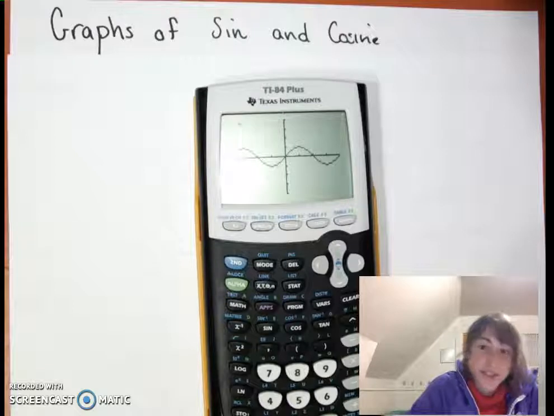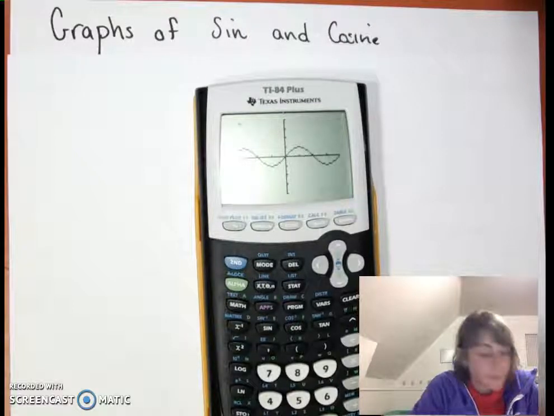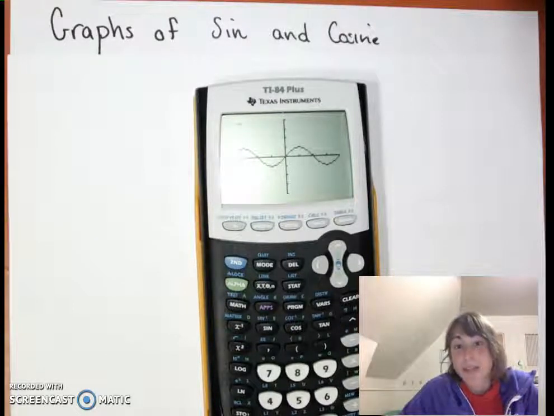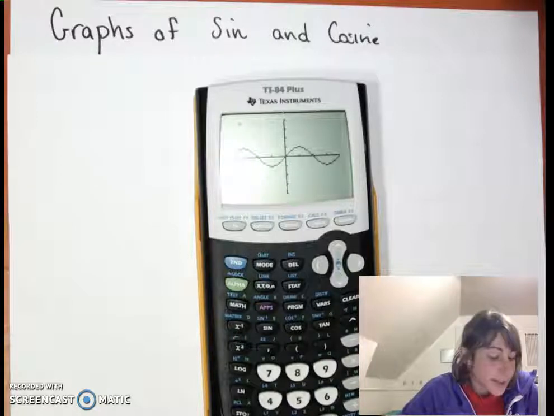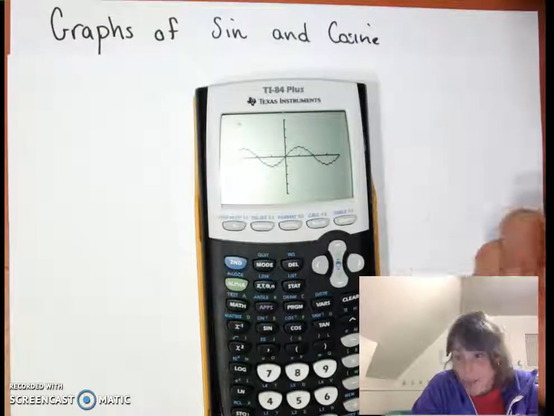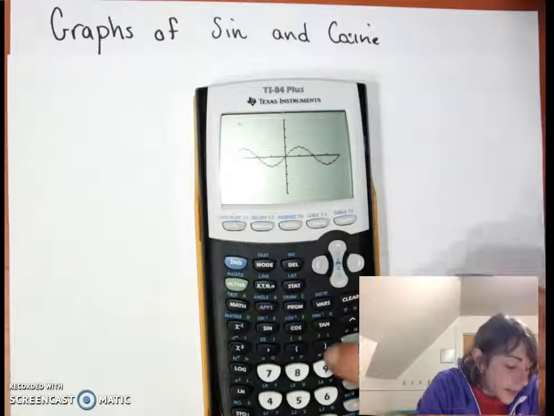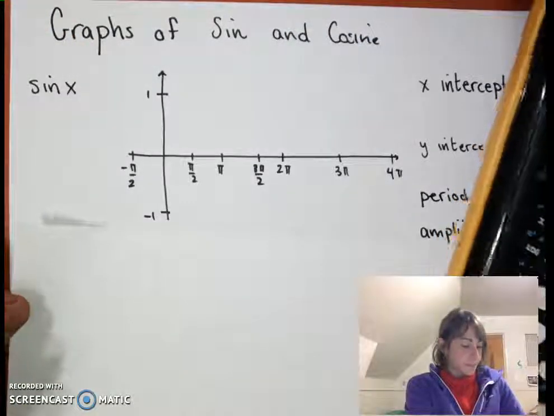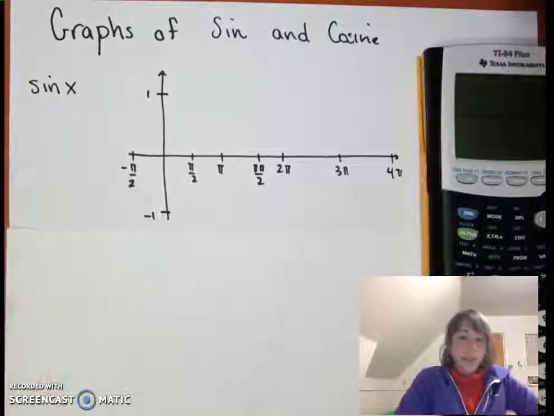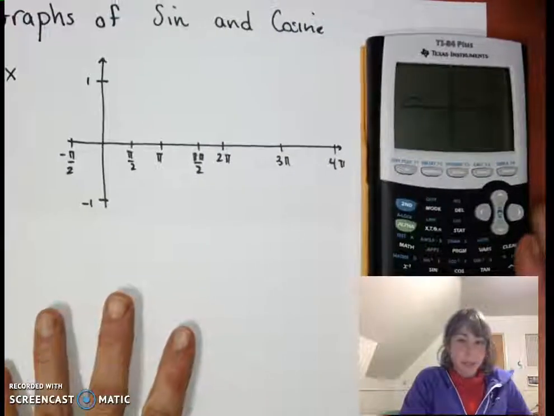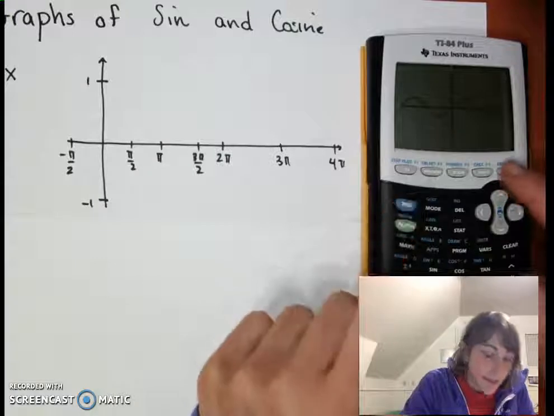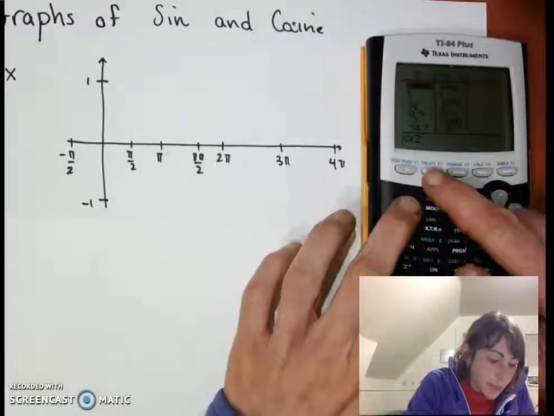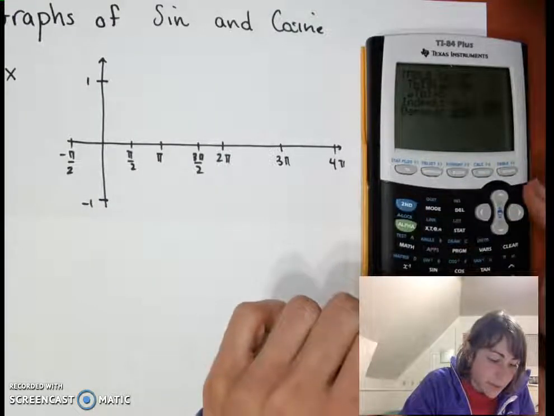So you'll notice that this graph just looks like a wave. You've probably heard the term sine wave before, and the reason for that is because the graph looks like a wave. And let's say we want to graph this on our own, we can do so by looking at the table of values. So maybe I want to choose my own values here.